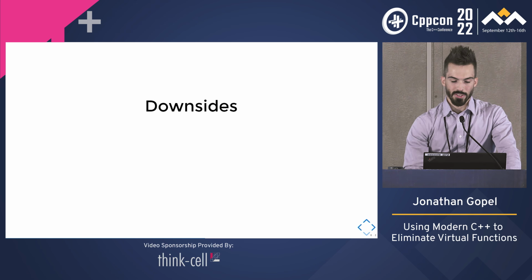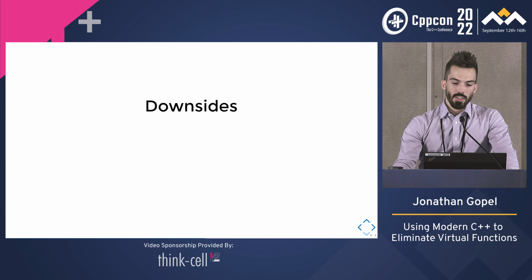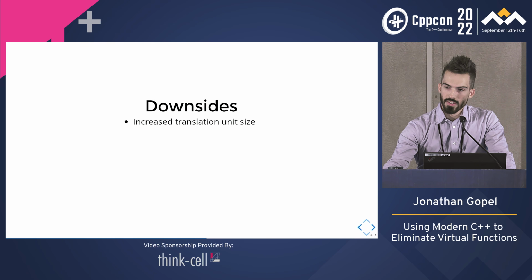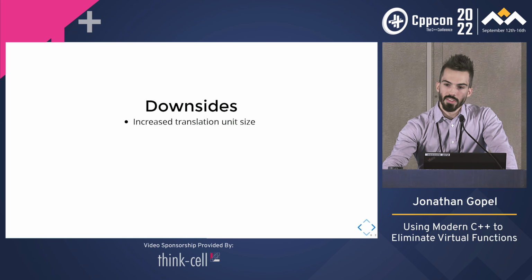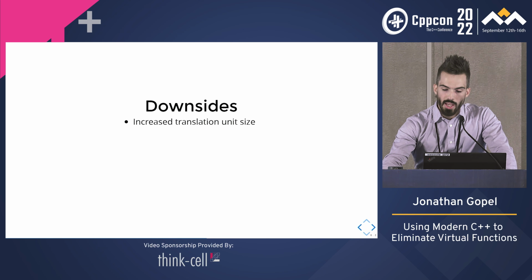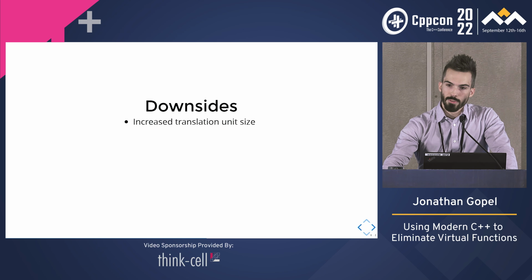So let's talk about some downsides here. This approach is naturally going to increase the size of our translation units. In the case where we have virtual, most of the time you're only going to need the base class. Here, whenever you're passing around one of these containers, you need all of the information for every type it contains. In some domains, that's going to be a lot of types.